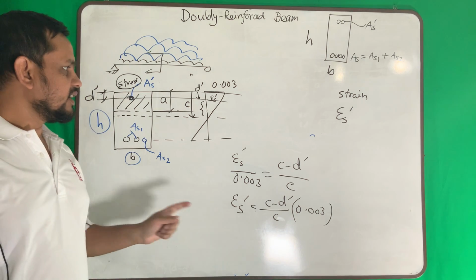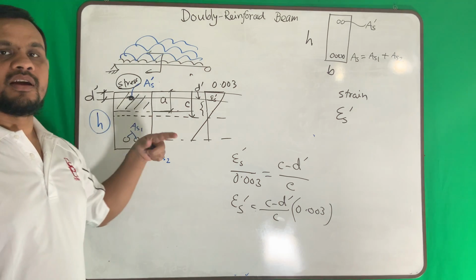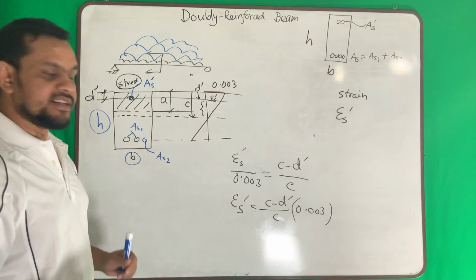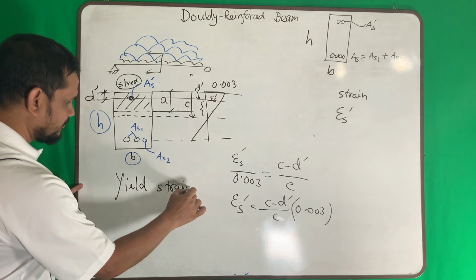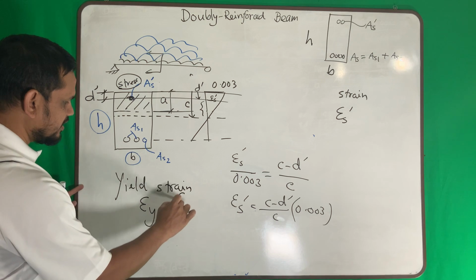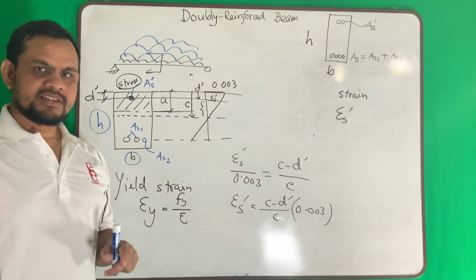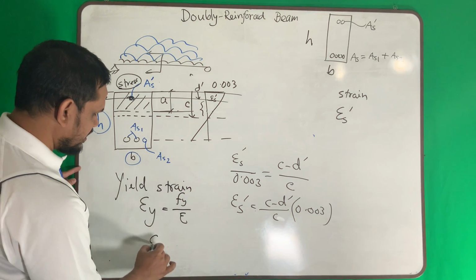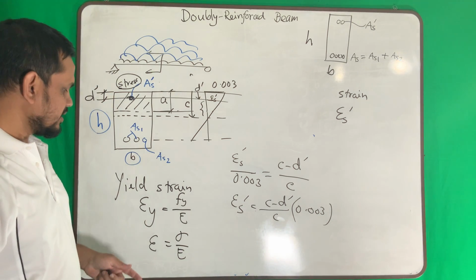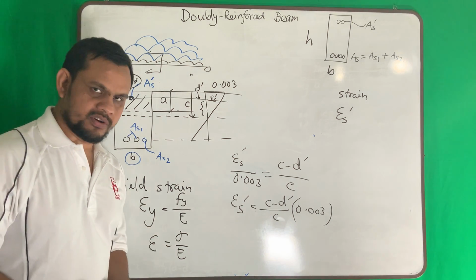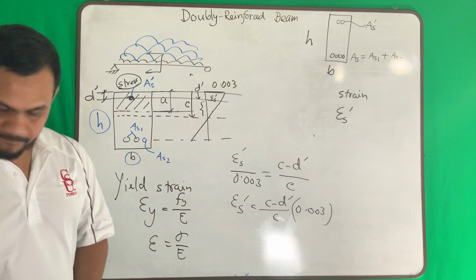Now if this strain is more than yield, then your stress here is yield stress. Okay, what is my yield strain? So yield strain epsilon y is Fy divided by E. You saw this equation in your strength of materials class in this format: strain is stress divided by modulus. In this reinforced concrete design class, we do not use sigma for stress, we use lowercase f. Okay.